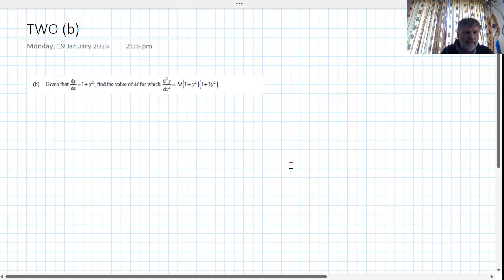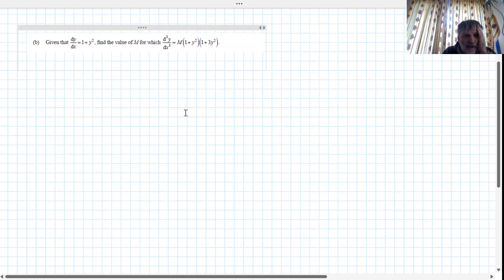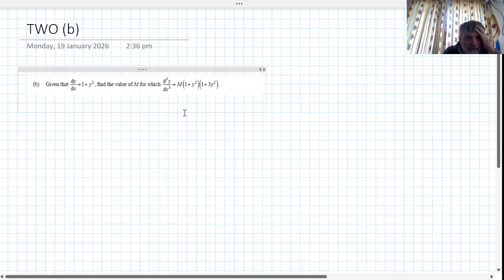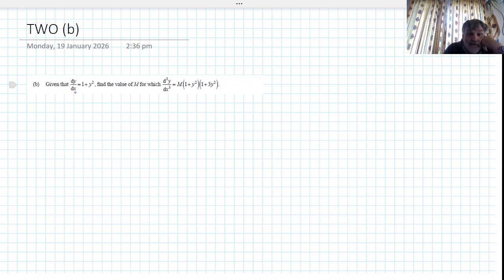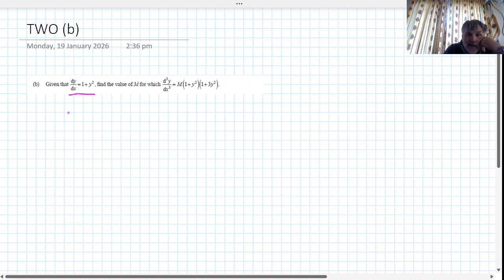Part B it says given that the derivative is equal to 1 plus y squared, find the value of m for which the third derivative is equal to m times 1 plus y squared multiplied by 1 plus 3y squared. So the way to do this is just to calculate the second and third derivatives from this expression here.